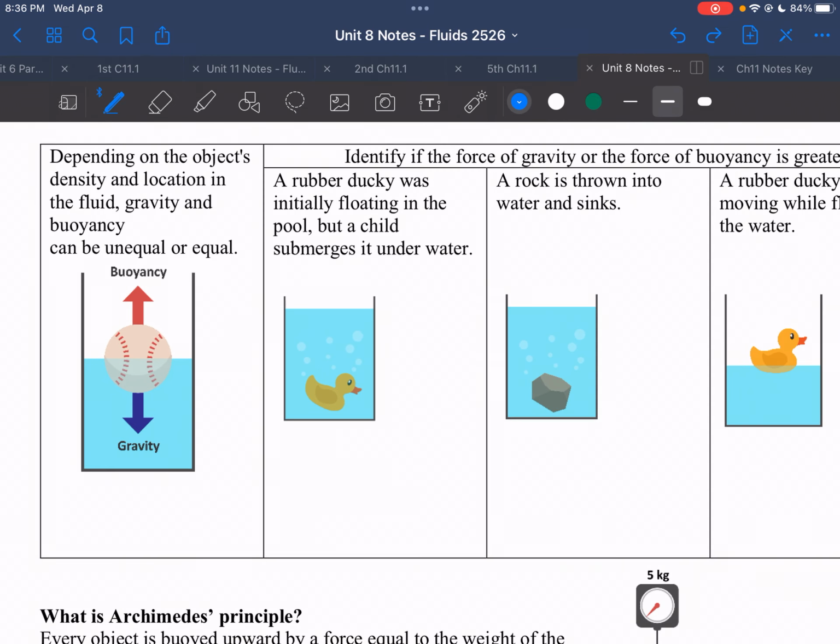So, depending on the object, you can look at the density, the location, the gravity. All of this will affect the buoyancy. So we have a baseball bat. The buoyancy force, FB, is the force that is upwards due to the pressure of the fluid. And then the force of gravity is going to be due to the weight of the object pulling it down.